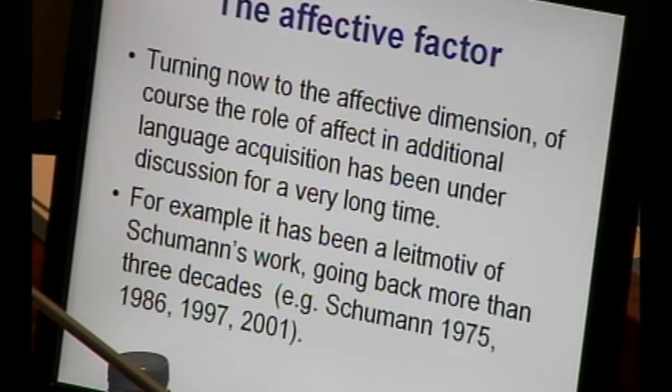Now, turning to the affective dimension, this goes back to the cliche of, I want to learn French, what do I do? And the answer is get a French boyfriend. This is the cliche. And it isn't entirely without grounding in research, as you will see in a moment. The affective dimension has been discussed for a long time in the SLA literature. People like Schumann have been talking about it for years.